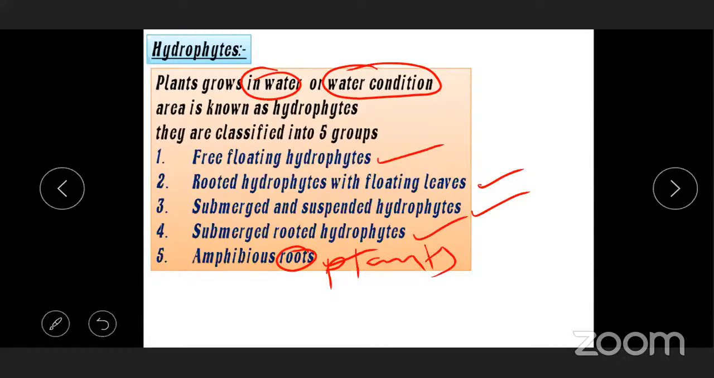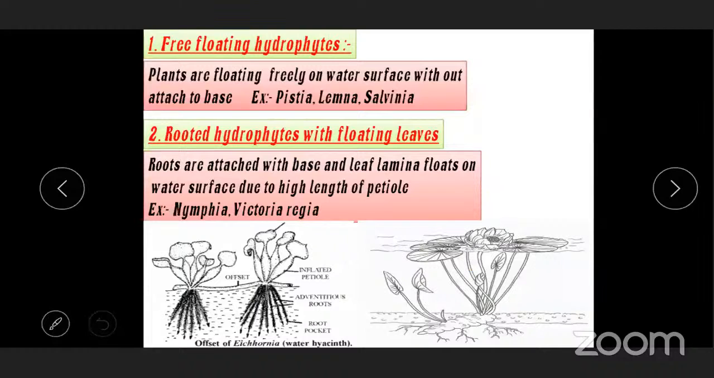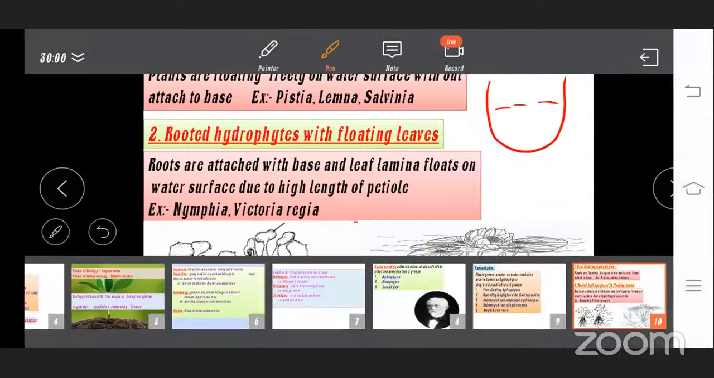Now we will discuss the hydrophyte types one by one. First one, free floating hydrophytes. What are free floating hydrophytes? Plants that float freely on the water surface without being attached to the base. For example, imagine this is a water pond. This is the water.